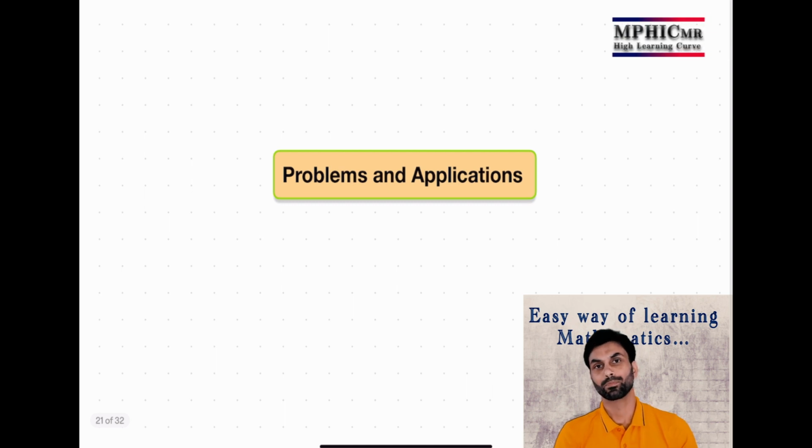Hello everyone. Today again I'm here with another session where I'll be discussing problems based on polynomials. In our last session we discussed the polynomial concepts, the basics of polynomials. We also talked about the relationship between zeros and the coefficients of a polynomial. Then we saw how we can frame a polynomial when its zeros are given.